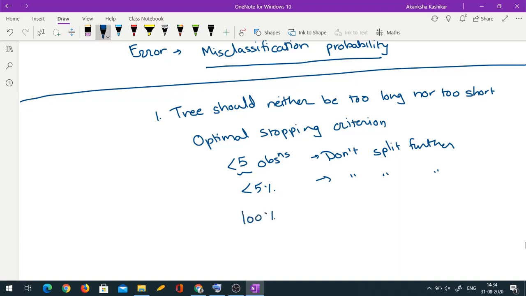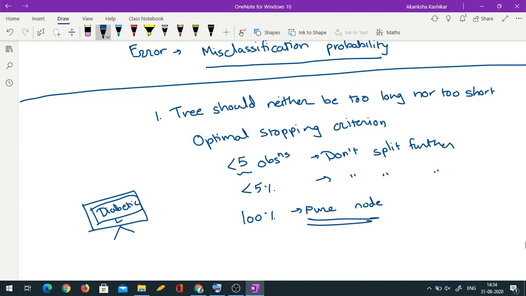Another option is if you have a 100% pure node. What do I mean by pure node? In the earlier example, diabetic, non-diabetic, if I get a leaf node where everyone is say diabetic, then splitting it further is not going to help, because everyone is diabetic here, so I am already getting 100% accuracy. So if you have a pure node, you won't split it further. In a regression setup, getting a pure node would be difficult, because pure node means every observation should have the same value of y. So that is generally difficult.